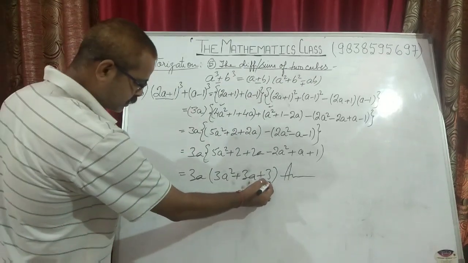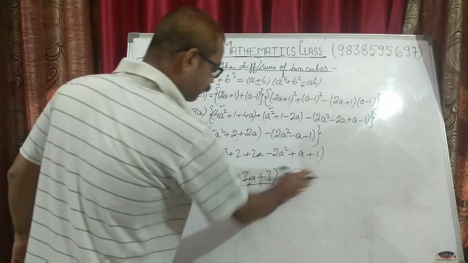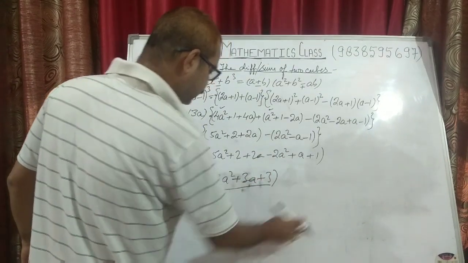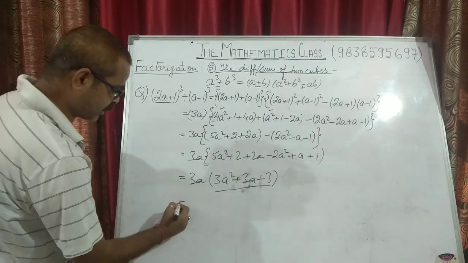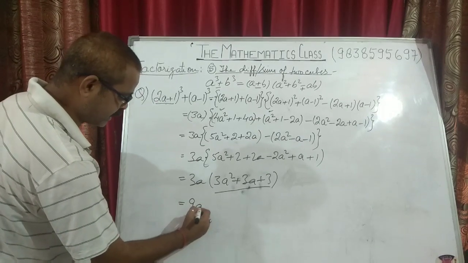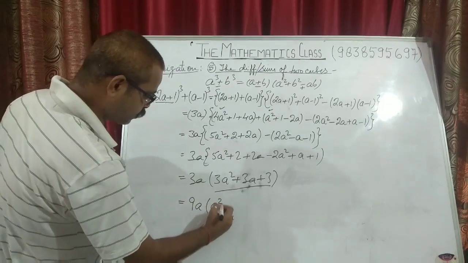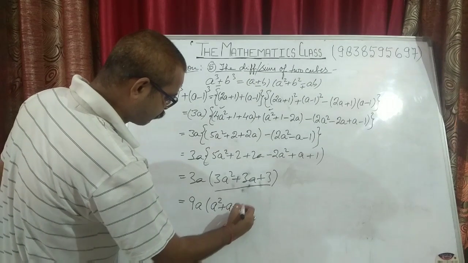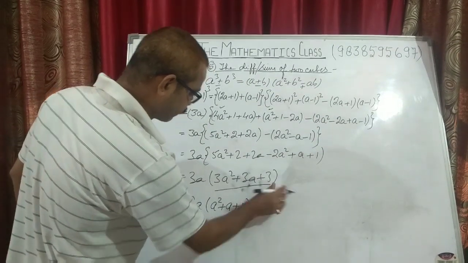Now you can see in this that 3 is still common. So that 3 can be taken out. So it is 3 into 3 is 9a, and that will be a square plus a plus 1. That is the final value.